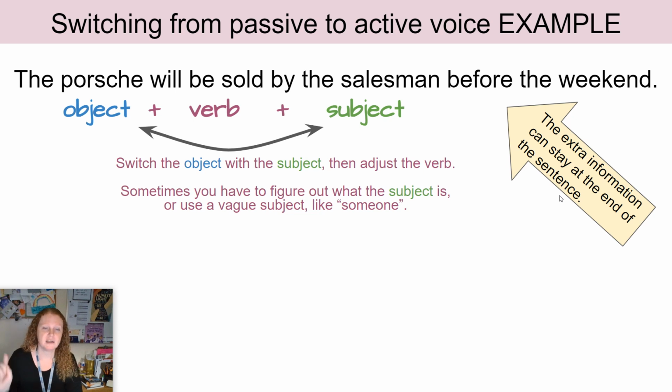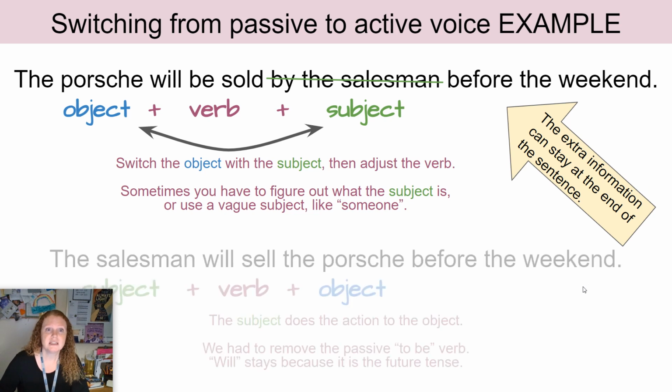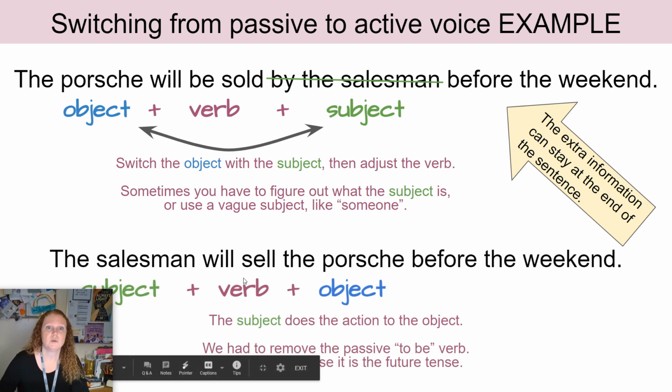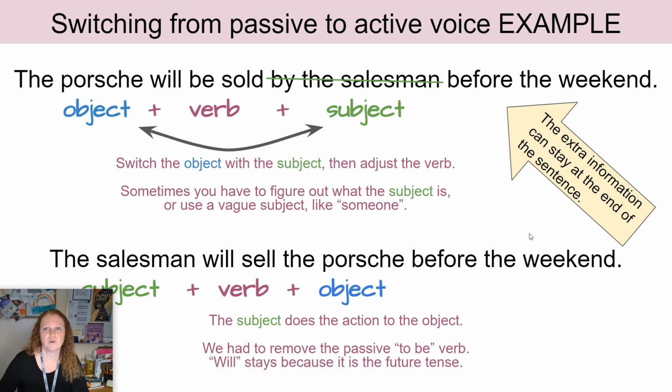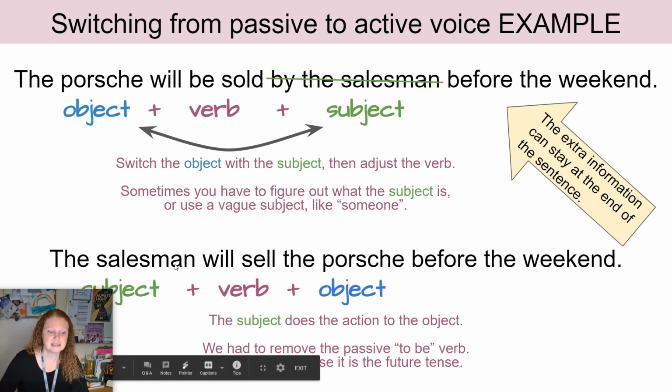Okay, now what if we need to go the other way, passive to active? The Porsche will be sold by the salesman before the weekend. This extra information can just hang out there at the end of the sentence. The salesman might not even be part of the sentence when it's in passive voice because you don't need the subject, but I'm going to switch the subject and the object. So now it's the salesman will sell the Porsche before the weekend. So before the weekend just stayed there. The salesman is now the subject leading the sentence.